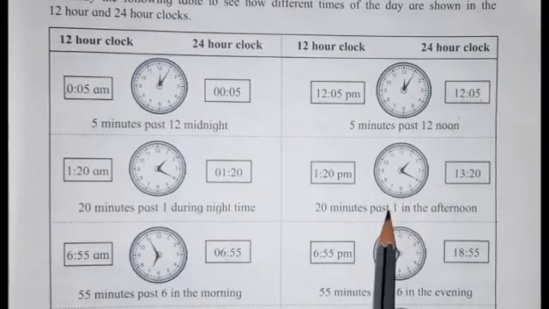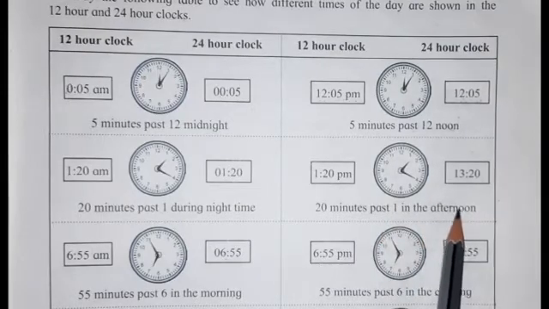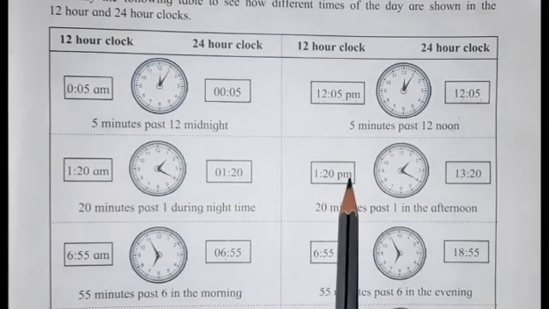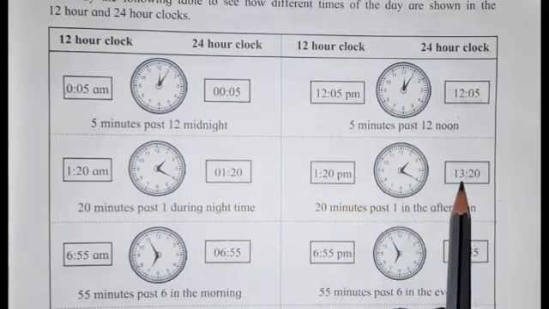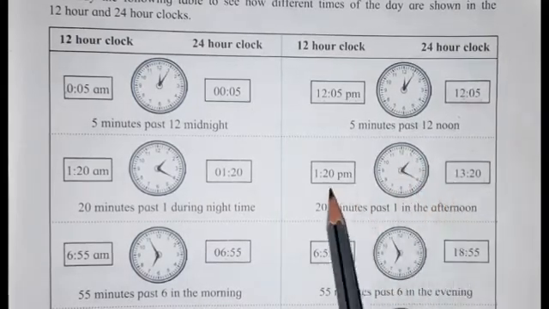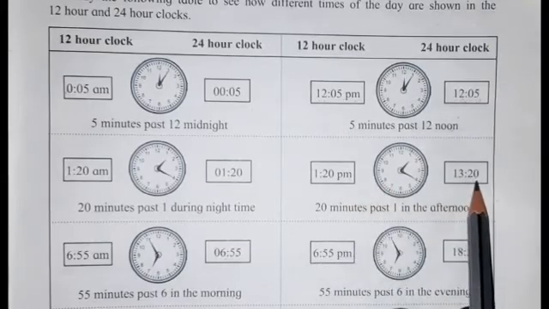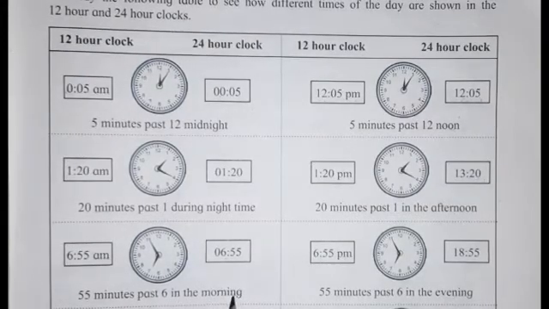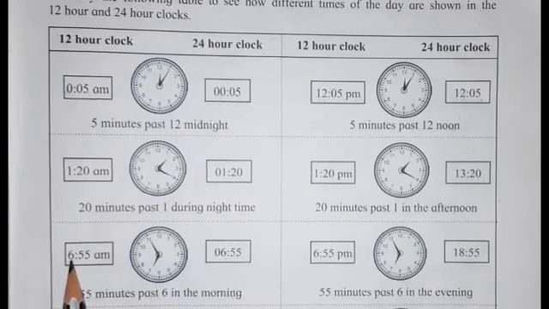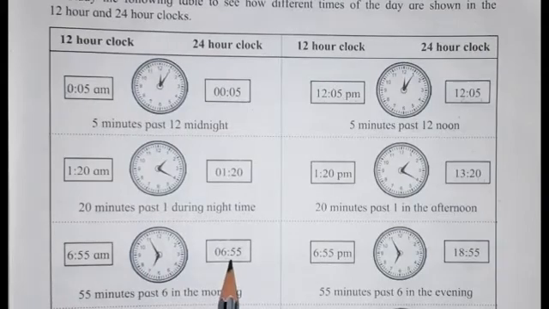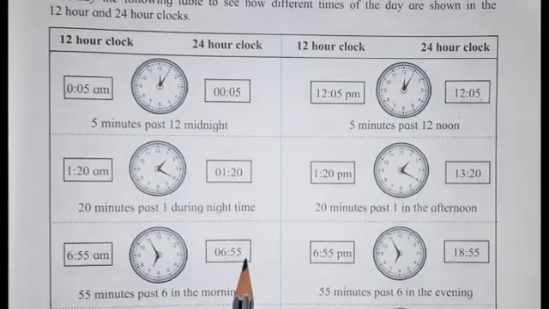Here, 20 minutes past 1 in the afternoon. In afternoon, time in 12-hour clock is written 1:20 PM. And in 24-hour clock, write after 12, 13. So write 1:20 PM. In 24-hour clock write 13:20. Here 55 minutes past 6 in the morning. Morning time, so write here 6:55 AM. And here in 24-hour clock write 6:55.